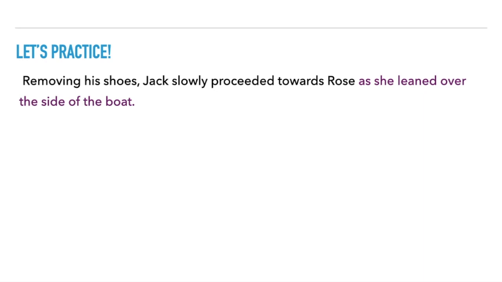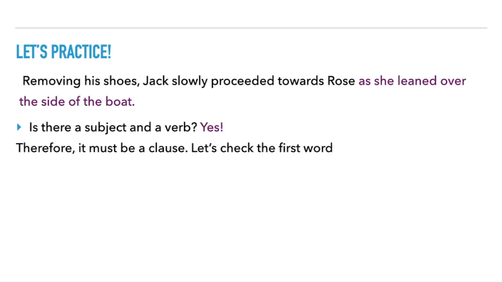Okay, so if you haven't figured it out yet, you first want to ask, does it have a subject and a verb? And the answer is yes, it does. We have she as the subject and leaned as the verb. So we have a subject and a verb, and therefore we know it must be a clause. So let's check the first word. Does the first word make it dependent? We have, as she leaned over the side of the boat. That sounds like it is pretty dependent.